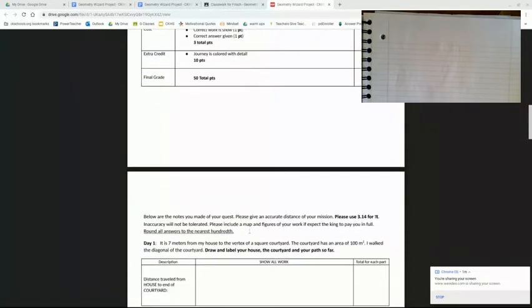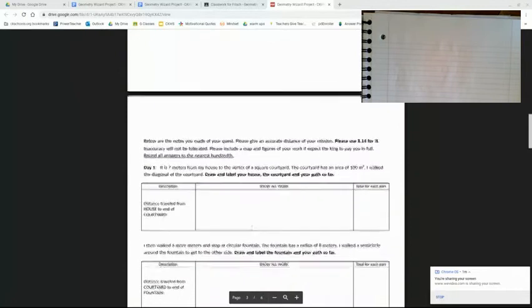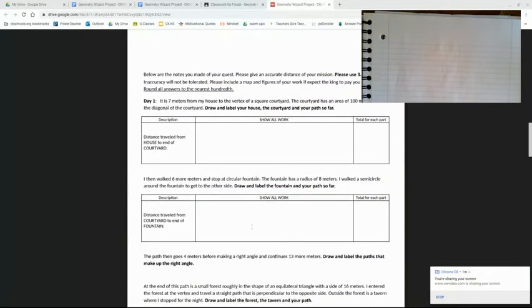So let's get started. We're starting with day 1. You want to give accurate distances for your mission. Please use 3.14 instead of pi. Some of us are working with not smart calculators. I know many of us have the pi button, but not everyone does. So round pi to 3.14 for this project. All answers should be rounded to the nearest hundredth, 2 decimal places. Include a map and figures of your work if you expect the king to pay you in full.